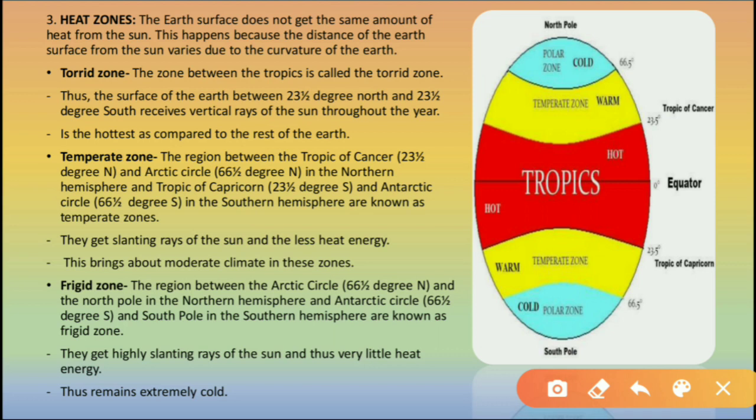First is the torrid zone. The red colored zone is known as the torrid zone, the yellow colored zone is known as the temperate zone, and the blue colored zone is known as the frigid zone. So the hottest zone among all is which one, students? The torrid zone is the hottest zone. Which zone has a moderate climate, not too cold, not too hot? Temperate zone, very correct. And which zone remains extremely cold? That is the frigid zone. Understood? So this is all about heat zones.